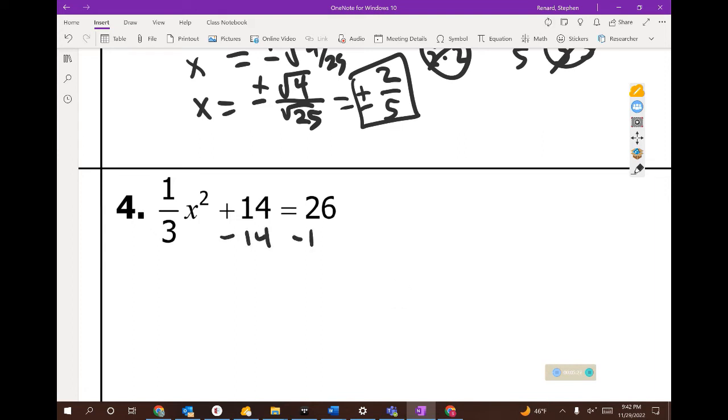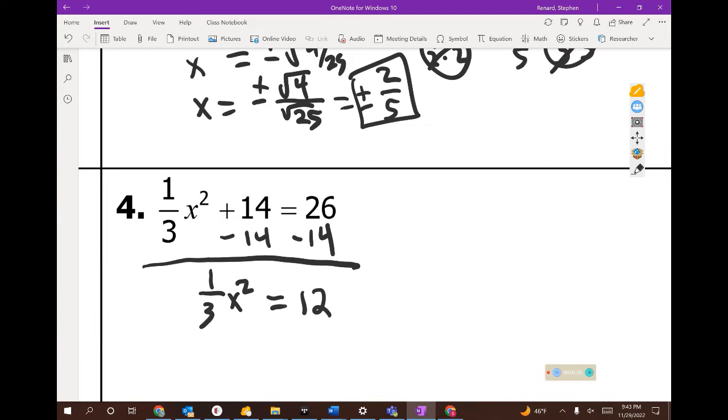Again, what we want to do is isolate our x. So we're going to start off by subtracting 14 from both sides. That's going to give us 1/3 times x squared equals 26. Well, 14 minus 14 is 0. So that means the 1/3 x squared is all by itself on the left-hand side of the equation. Then we have 26 minus 14, which is 12.